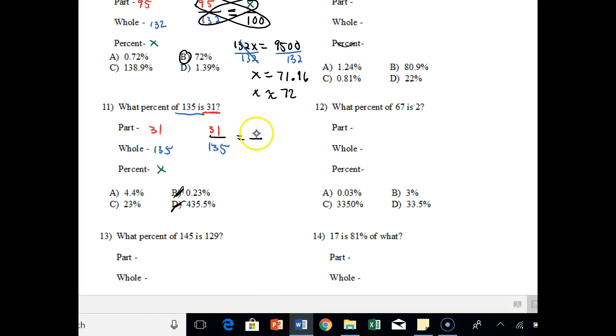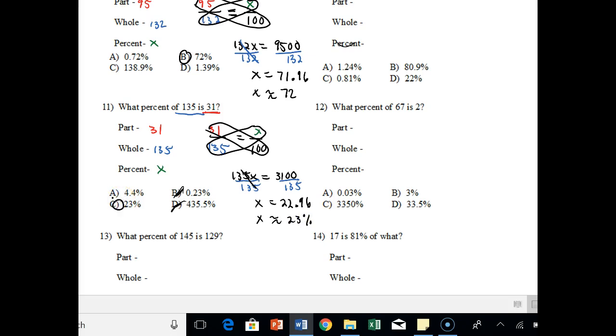So it's x over 100. And let's cross multiply. So we're doing 135x equals 3100. We're going to divide by 135. And I'm left with x is equal to 22.96 about, right? And then that rounds to about 23, so 23%, okay? So C is our answer.